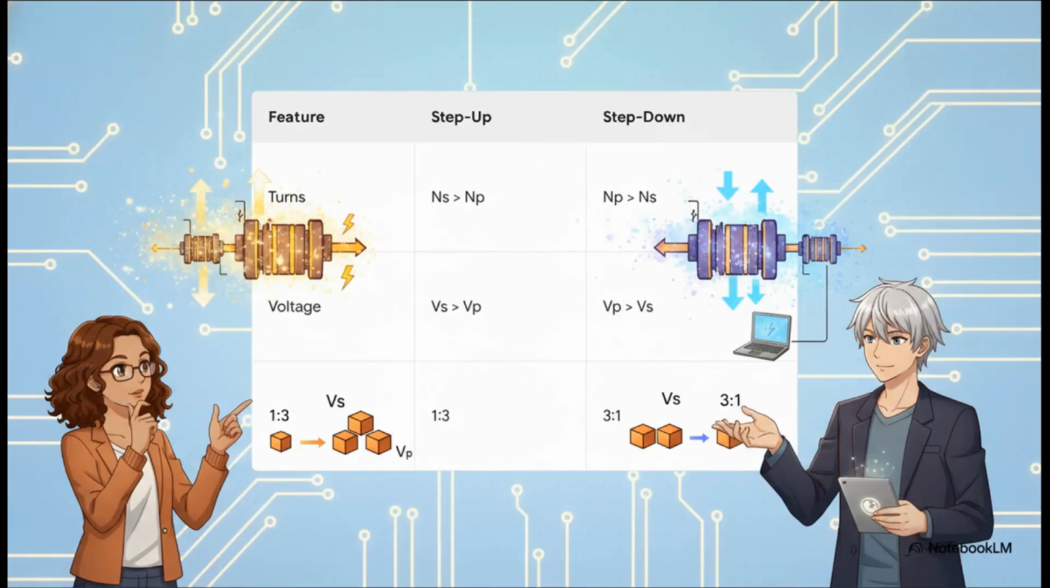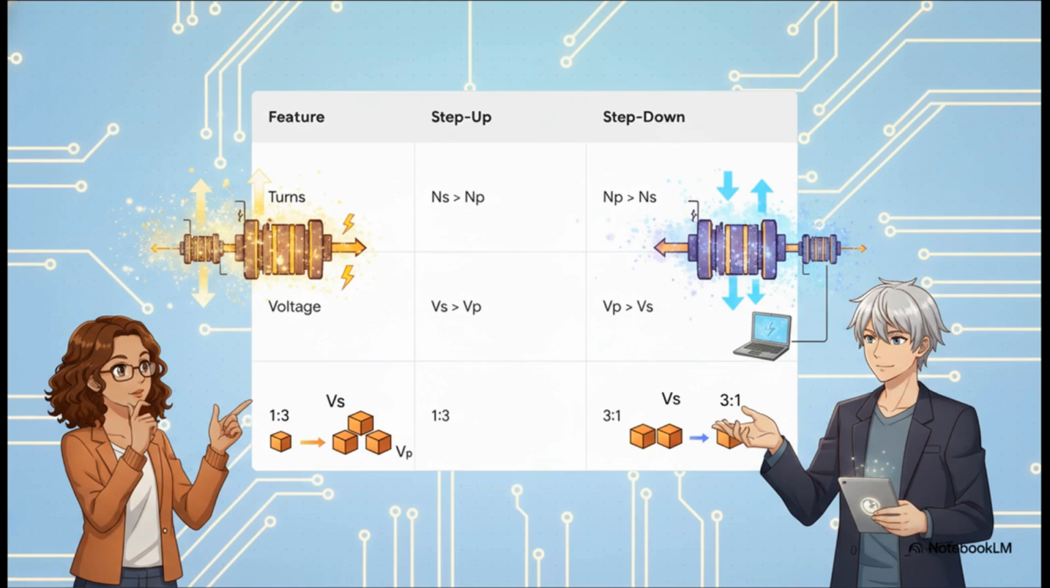Let's break down the two flavors you're going to see. First up, the step-up transformer. The defining feature here is having more turns on the secondary coil than the primary coil, so NS is greater than NP. Because of that, your secondary voltage, Vs, shoots up higher than your primary voltage, like a 1 to 3 ratio, right? The voltage literally triples.